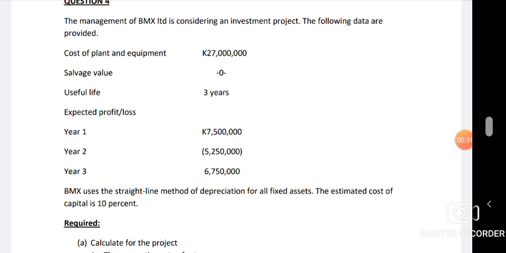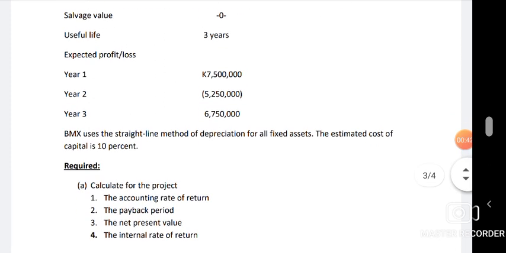BMX uses the straight line method of depreciation for all fixed assets. The estimated cost of capital is 10%. Now we have to calculate what? Calculate the accounting rate of return. So let's go ahead and do that and see what answer we'll get.